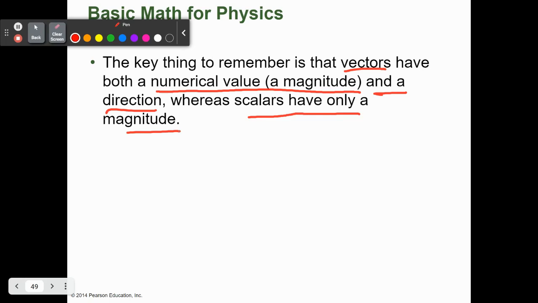So if I'm going 65 miles per hour north, what's the magnitude of that? The 65 miles per hour. Okay? The direction is the north part. So vectors have magnitude and direction. Scalars just have magnitude.